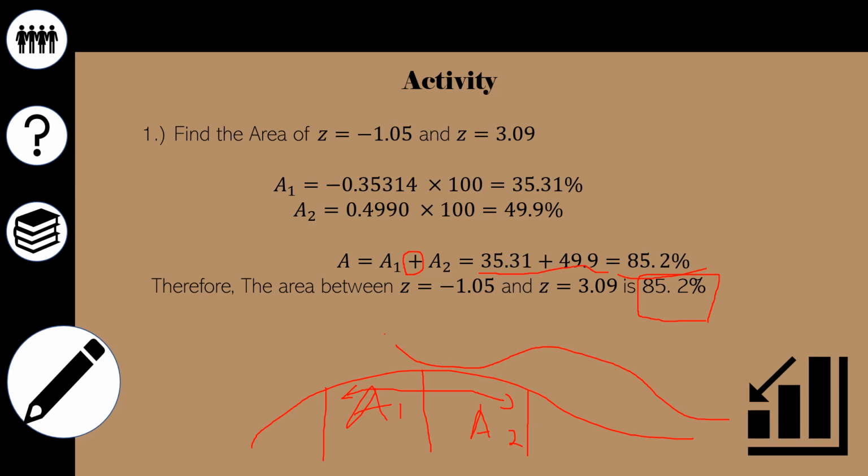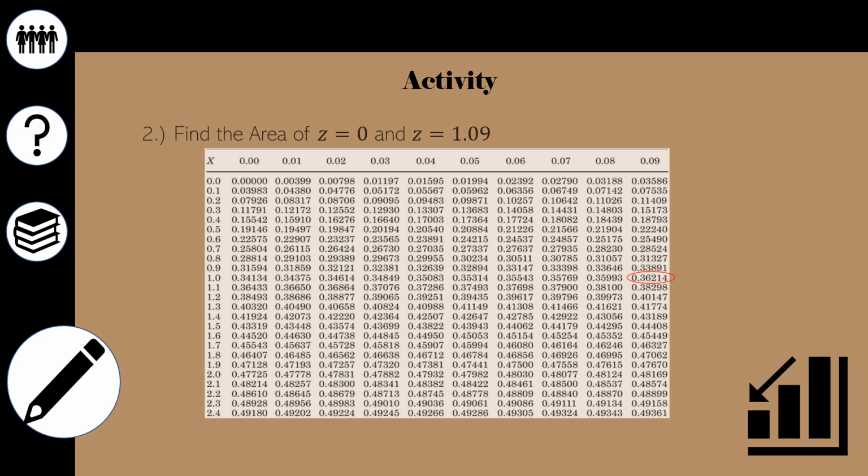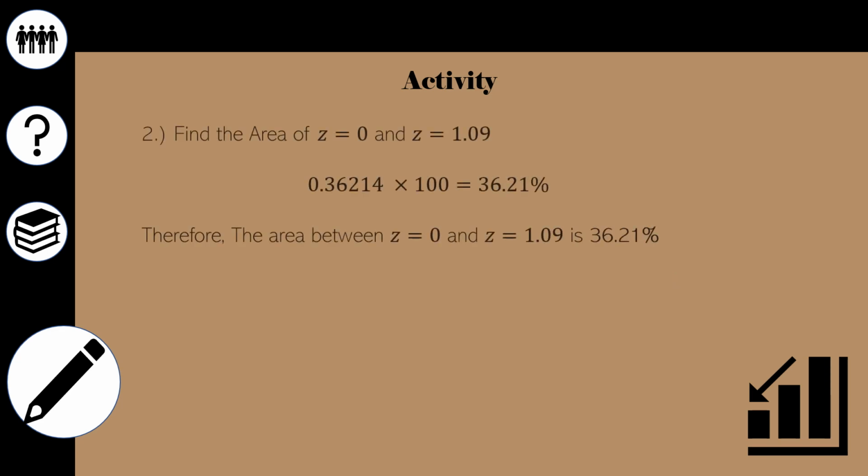For number 2, we go 1.0, which is here, and 0.09, which is here, and we find the overlap, which is 36.214. Multiply that by 100 and we get 36.21. Therefore, the area here is 36.21%.